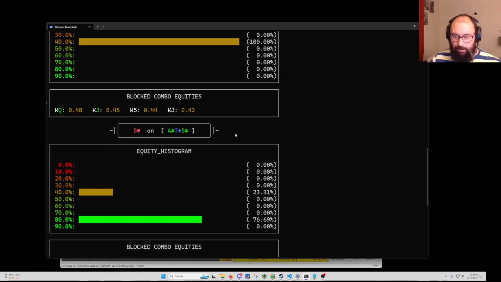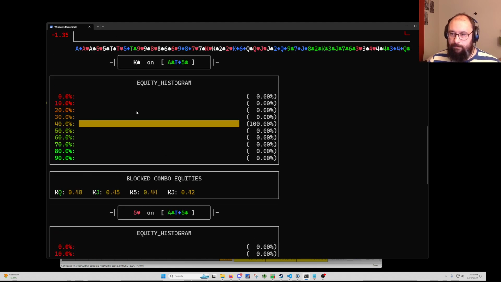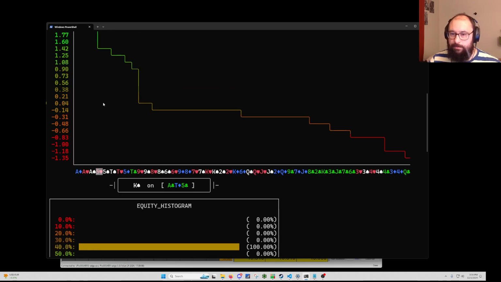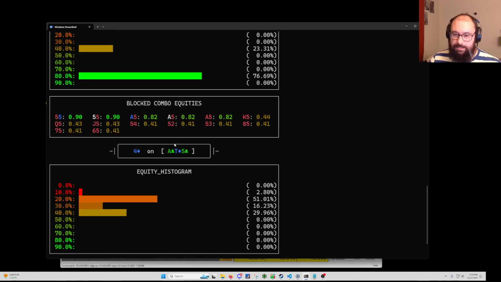Typically, sometimes we are. We'll see an instance here in a second. So how about the five of hearts? Now, remember, five of hearts was pretty high up on our blocker value. So we can see we have pretty good blocker effects for five of hearts. So let's see what that looks like.